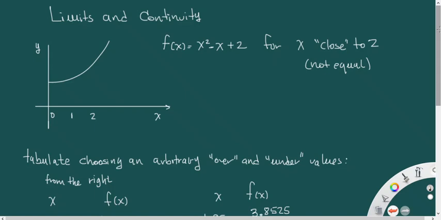Hello there. Let's continue with our study and move on to our next topic. Once we're ready with the basic function calculations, let's start to take a look at the limits and continuity topic.